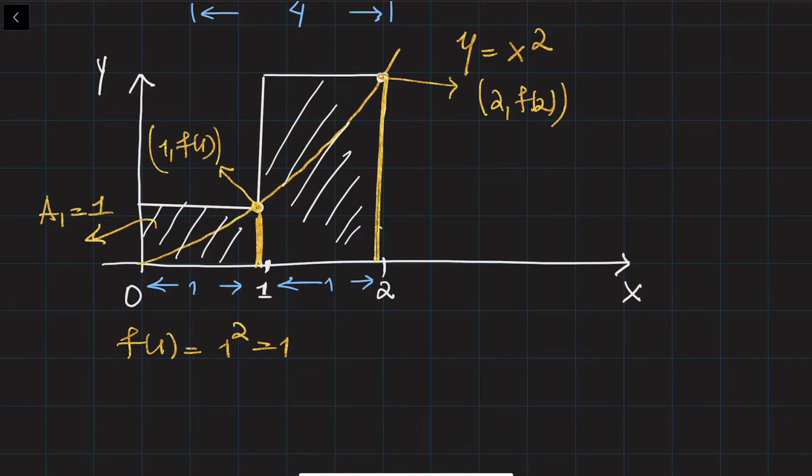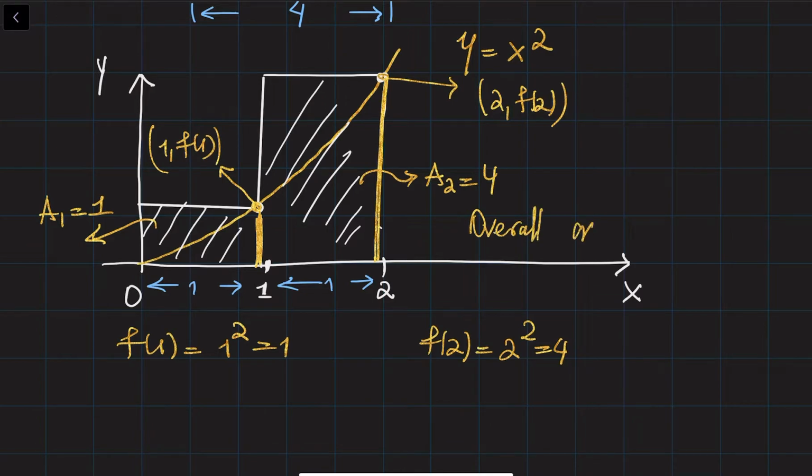And the area of the second rectangle can be found by just multiplying f of 2, which is 2 squared, which is 4, by the width of this rectangle, which is equal to 1. So the area of the second rectangle is equal to 4. So the overall area is going to be equal to 5.